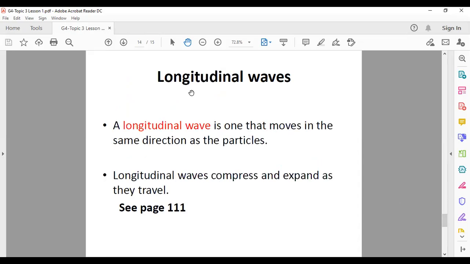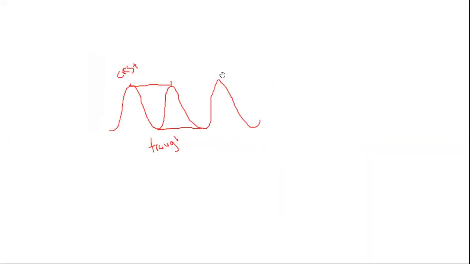Longitudinal waves are different from transverse waves because they move in the same direction as the particles. If the particles move in this direction, the longitudinal waves move in the same direction, and the energy of the wave is also moving in this direction. So the longitudinal waves move in the same direction as the particles of matter, for example air or water.